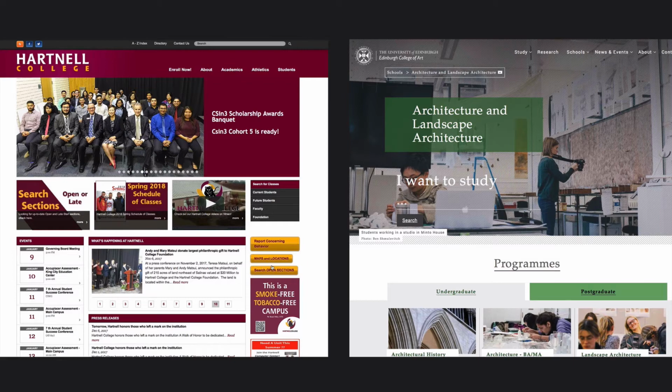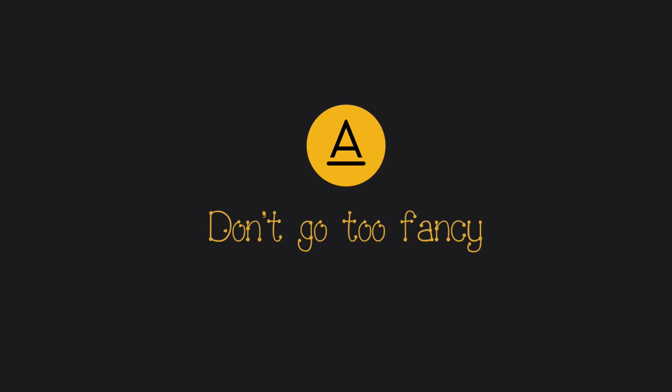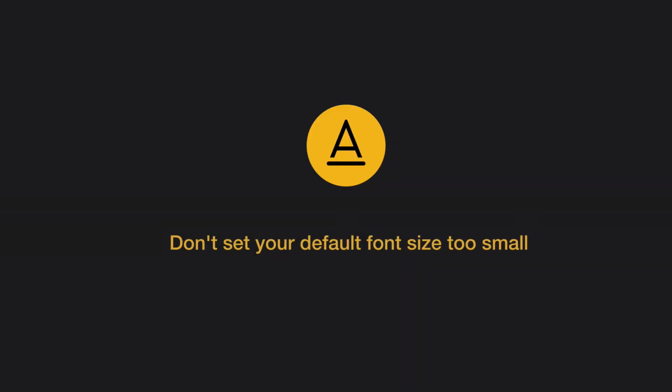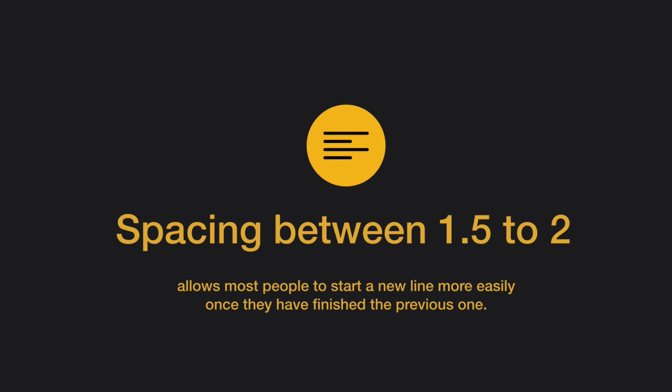So once again, we need to go back to Design Basics 101. When we pick text size, use standard readable fonts and don't go too fancy. Don't set your default font size too small. You have to have at least 16 pixels. And keep the space between lines to 1.5 to 2.